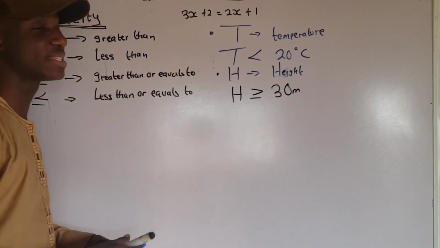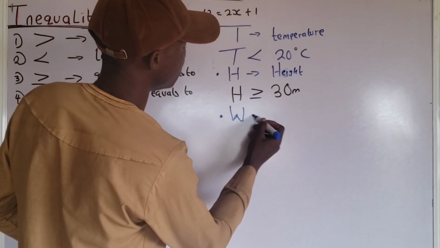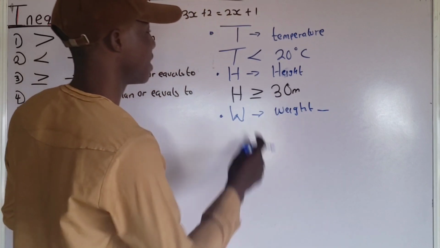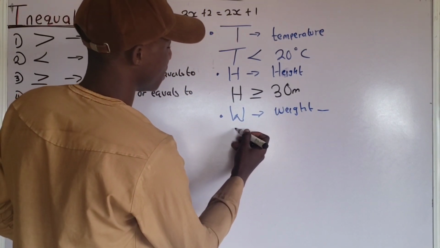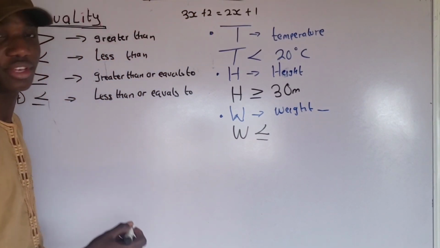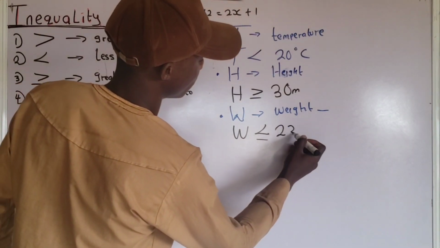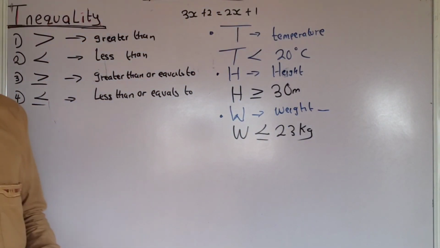So if I'm to represent that mathematically, if W is the weight of the luggage, you understand? Okay. Now, if I'm to represent that mathematically, I'm going to have the weight of the luggage must be less than or equal to 23 kilograms. Let me check. Yeah, it's 23 kilograms. So you can see how I'm interpreting the statement.